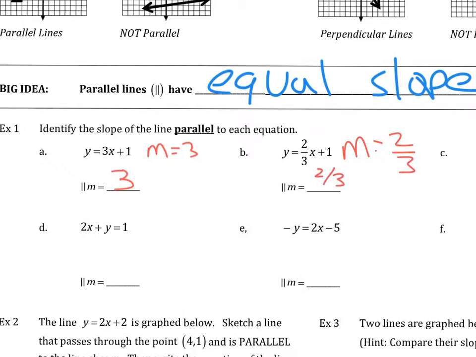Okay. Now, I could look at an equation like part D. Right? And in part D, it says 2x plus y equals 1. That's in standard form, not in slope-intercept. So I have to subtract 2x from both sides, and I end up with y equals negative 2x plus 1. My slope there is negative 2. So my parallel slope, and that's what these two little lines mean, it means parallel. So my parallel slope is negative 2.